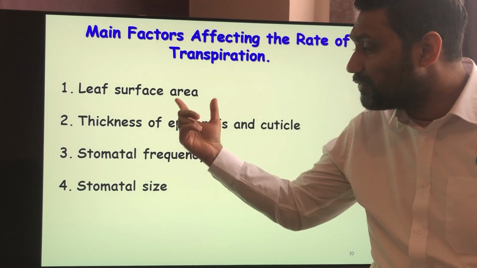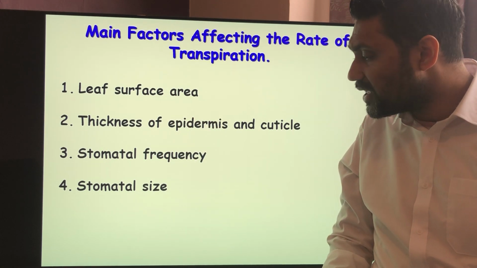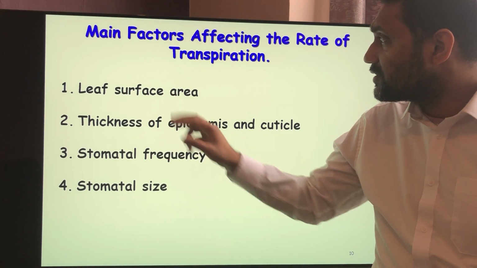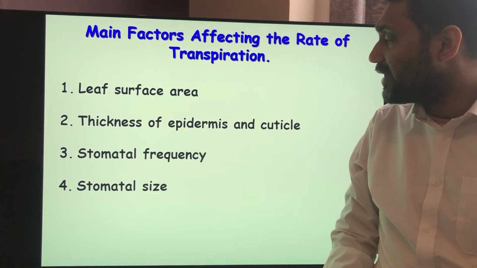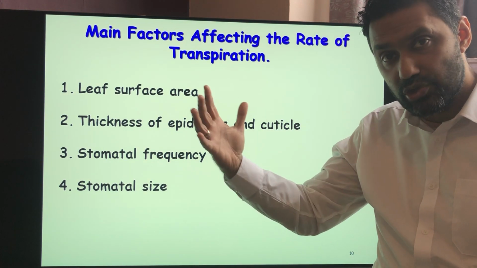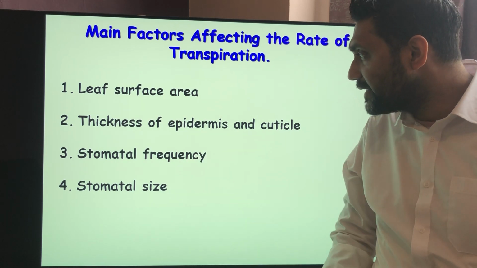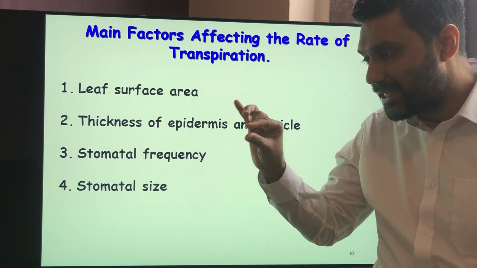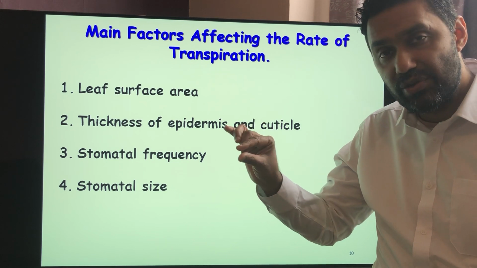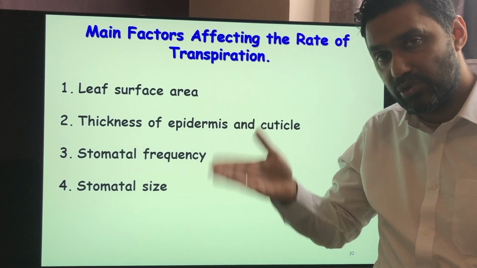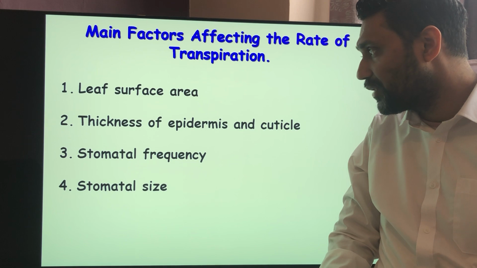So if you've got the surface area, the flatter, the bigger, the more space you've got for the water to evaporate. The thickness then is, if you've got a waxy thick layer, it's going to be harder for that water to evaporate, so it's going to make it much more difficult for transpiration to occur.